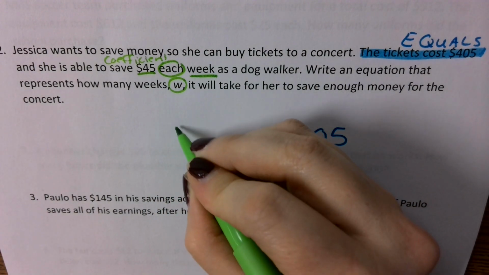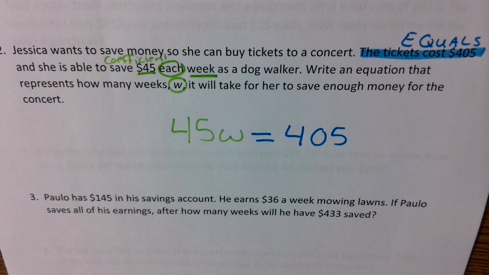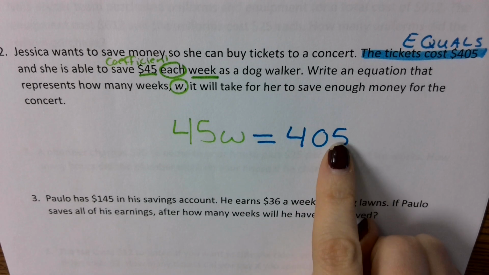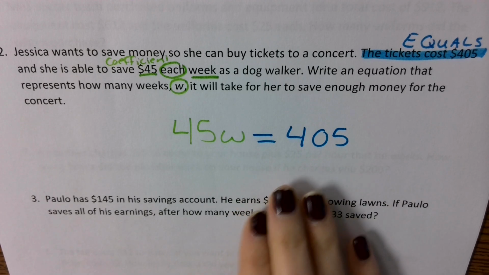So when we write this, coefficient and variables get written together. They're side by side. So 45W equals 405. She didn't have any money saved up yet, so there is no constant. We just have how much money she plans to save every single week until she has a total of $405. Okay? Any questions about that one?